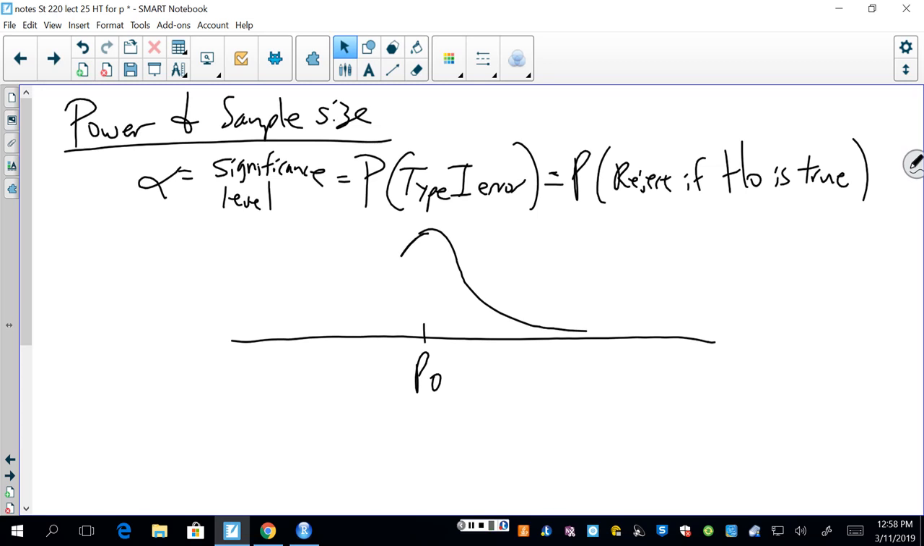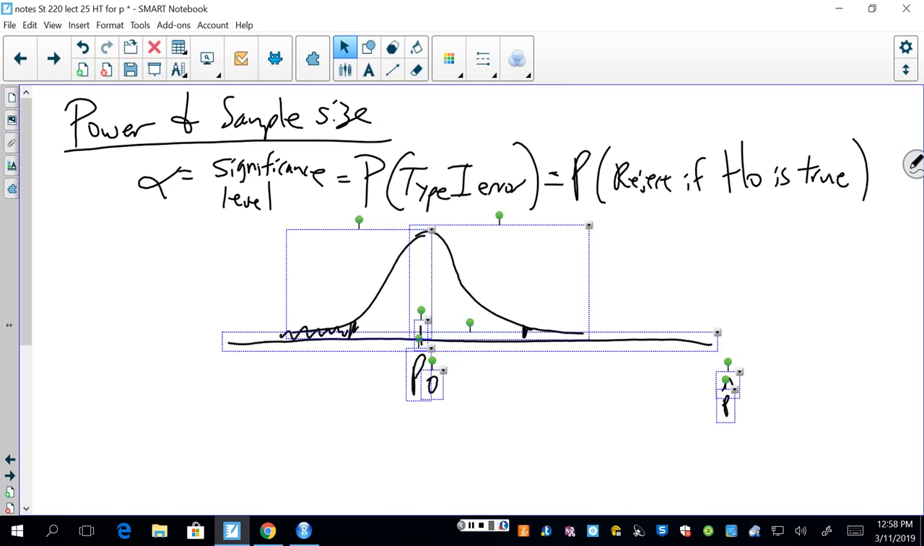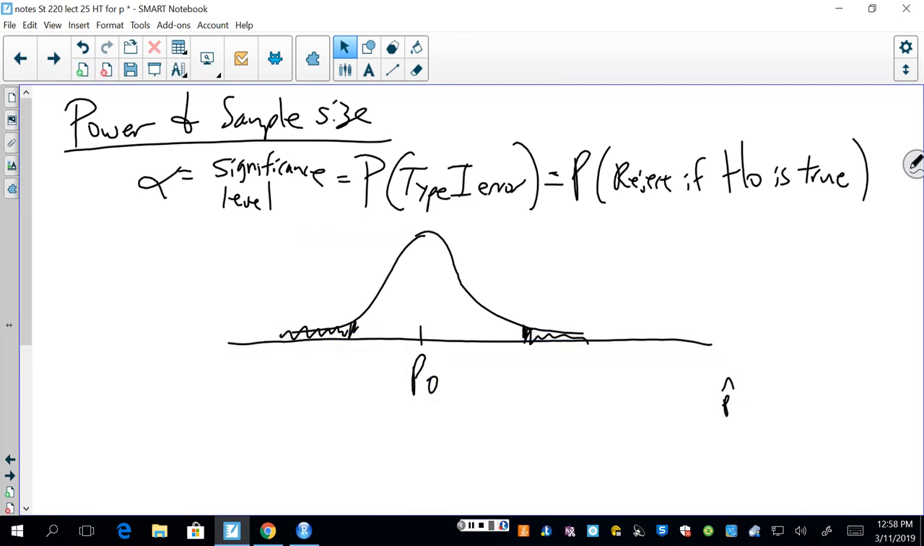Sampling distribution of p hat, so distributions of p hat. Based on alpha, with a two-sided alternative, we reject out here in the tails. This little shaded area out here is our rejection region. That's where we reject the null hypothesis. So we usually choose alpha to be something like 0.05 because we don't want to make that error very often. It's kind of a standard, 0.05, 0.01, something small like that.